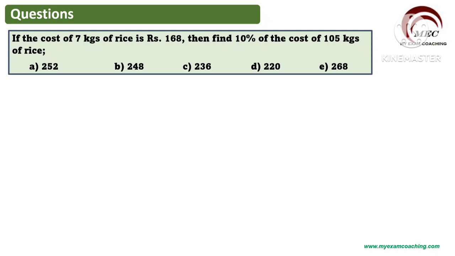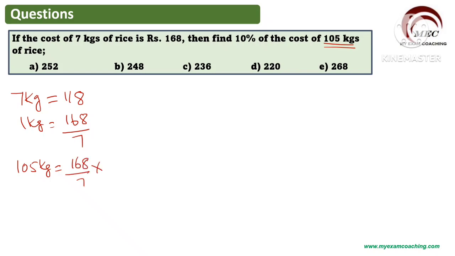If the cost of 7 kgs of rice is 168, 7 kg of rice equal to 168. So 1 kg will be equal to 168 divided by 7. And the cost of 105 kg, so 105 kg equal to 168 by 7 into 105. This will become 7 in 105 fifteen times. So 168 into 15. That is the cost of 105 kg.